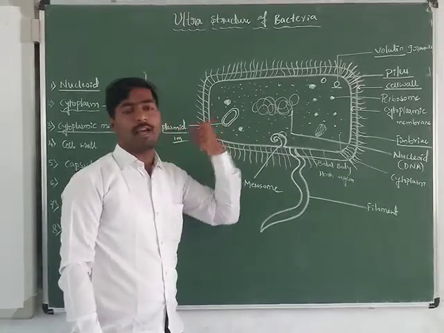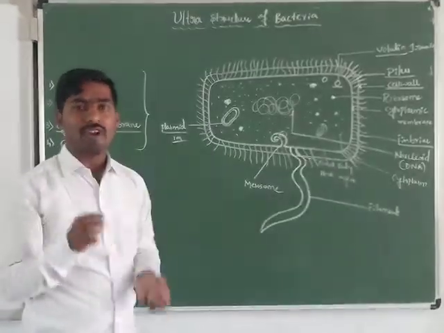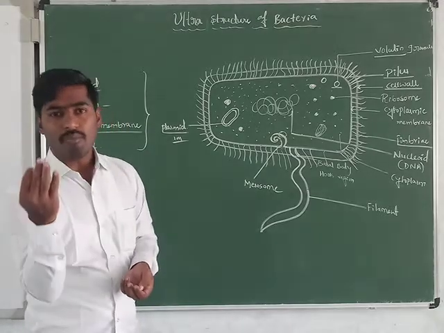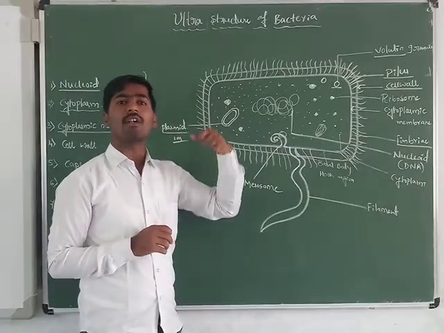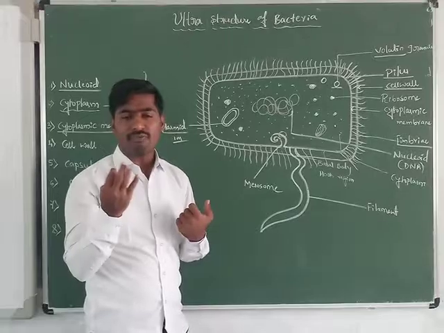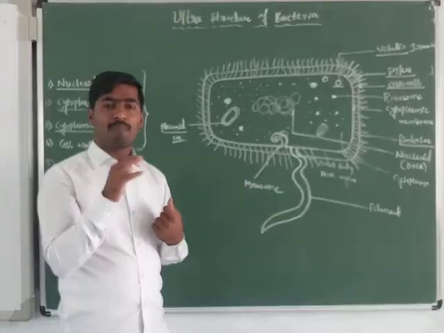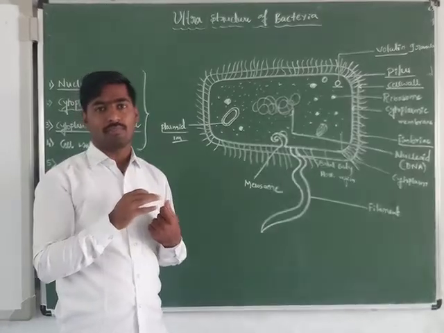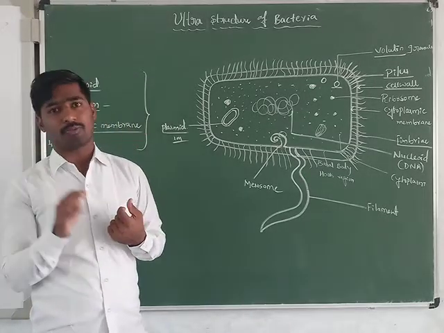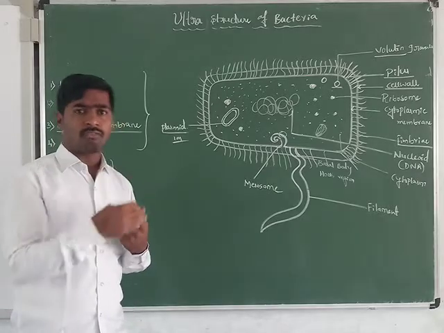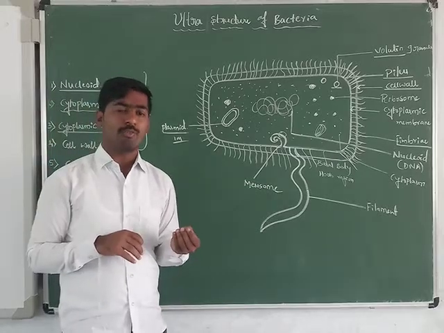On the basis of stain retention, bacteria are divided into gram positive and gram negative bacteria. Gram positive and gram negative bacteria have different chemical compositions of the cell wall. Gram positive bacteria have peptidoglycan and teichoic acid. Is that clear? Gram negative bacteria have peptidoglycan and other substances. In the next class we will discuss the difference between gram positive and gram negative bacteria.